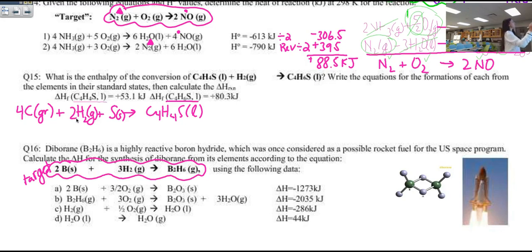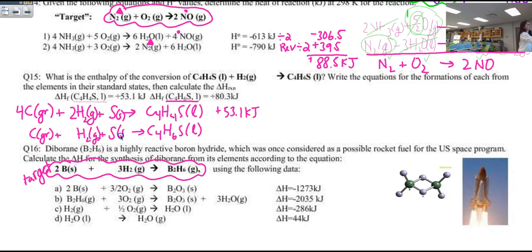And they tell me that the delta H for this reaction is a positive 53.1 kilojoules, right? Let's do the next one. So now this one's C4H6S liquid, same exact thing here. I've got carbon in the graphite form, plus hydrogen gas, plus sulfur solid. Okay, let's balance it. Well, I need 4 of this, but now I have 6 hydrogens, so I'm going to need a 3 in front of there.